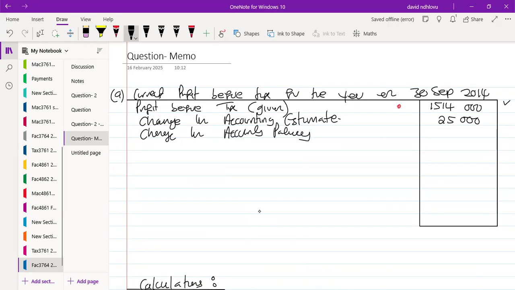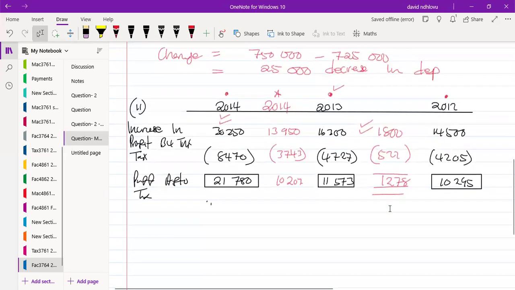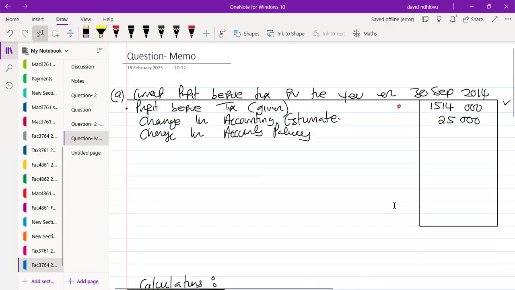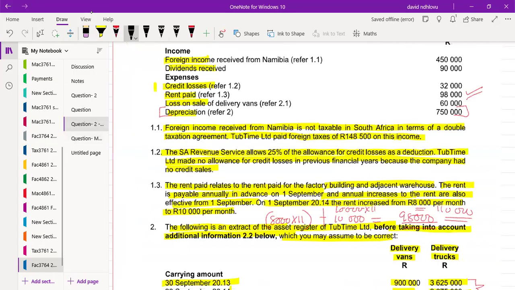Right. Remember, we are changing profit before tax. So therefore, we are saying our profit before tax will increase by an amount of 13,950. So therefore, we are going to add 13,950 in correction of our profit before tax amount. Right, so that is what so far we are supposed to do with that information.